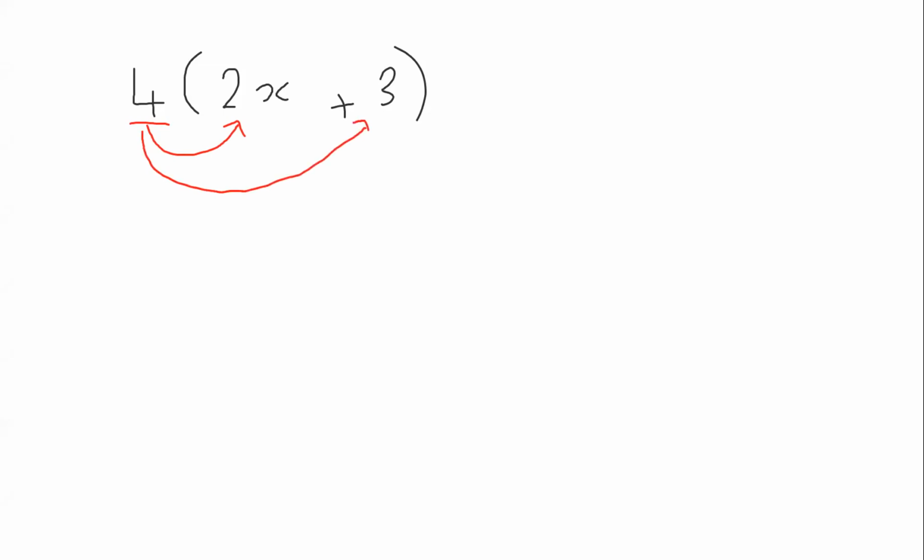Okay, let's apply this on expanding brackets. If you have 4 times the bracket 2x plus 3. What do I do when I expand brackets? Hagar, explain for us what we're going to do. So we do 4 times 2x, which is 8x, and then plus 4 times 3, which is 12.